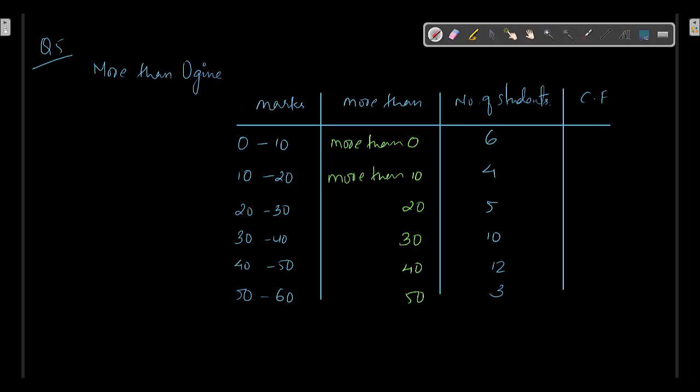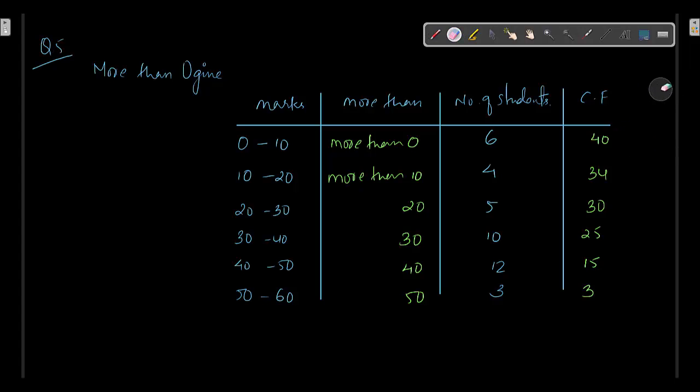Now here we have to calculate our cumulative frequency. You start adding from here. First is 3 plus 12 is 15, 15 plus 10 is 25, 25 plus 5 is 30, 30 plus 4 is 34, and 34 plus 6 is 40. So you start adding from the downside like this. For less than, you start adding from the upside and go down. When we talk about more than, you start adding from the bottom and then you go up. That's how we find the cumulative frequency for more than.